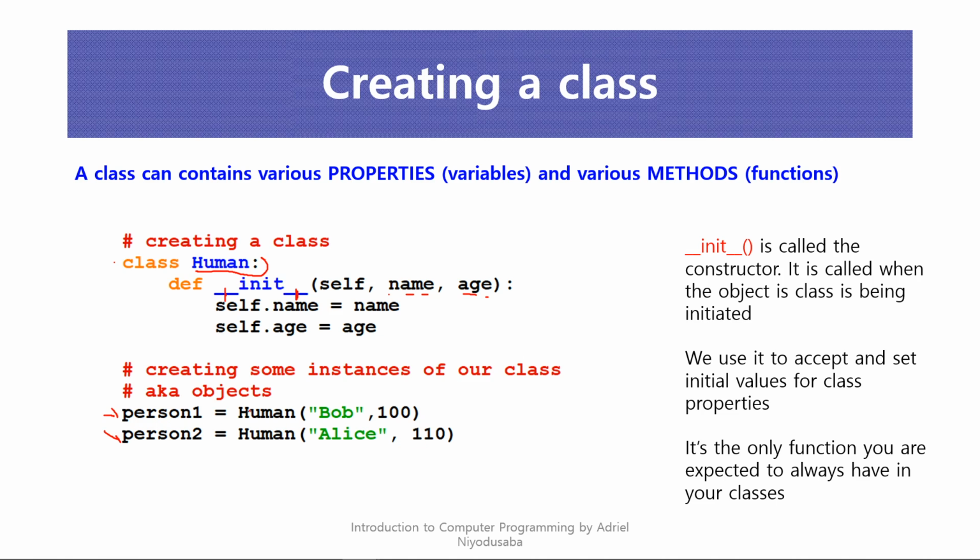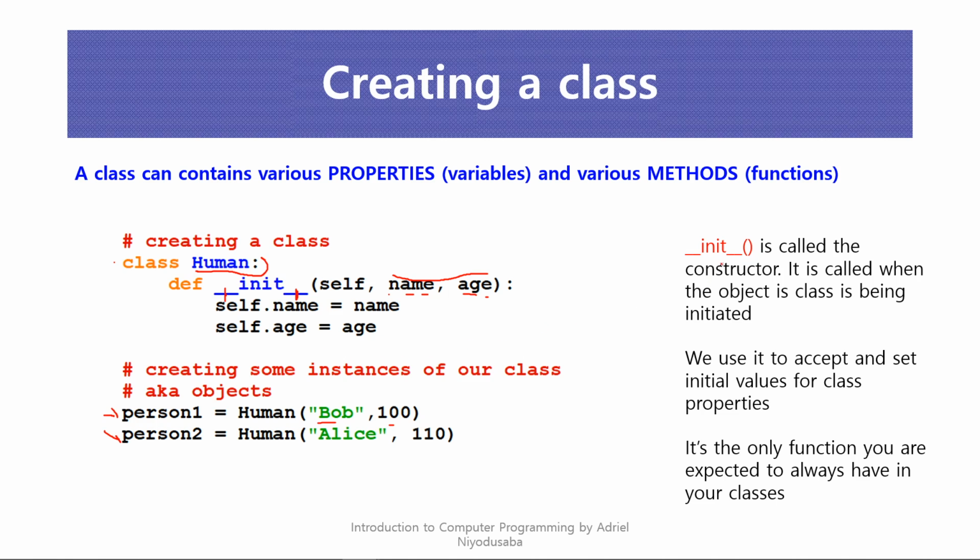Person 1 is an instance. This is how we create an instance. You simply refer to the class name, which is like our blueprint, Human, parentheses, and you pass in whatever variables you said you would be accepting inside your constructor. So my constructor accepts name and age, that's why I'm passing in a name and an age. And my constructor will set self.name equal to name and self.age equal to age. And we will see what this self does.